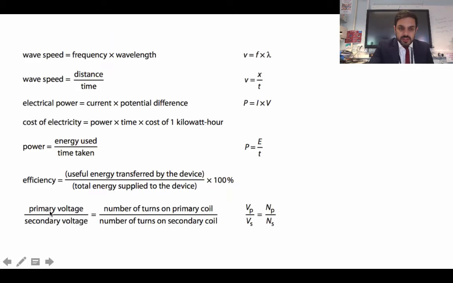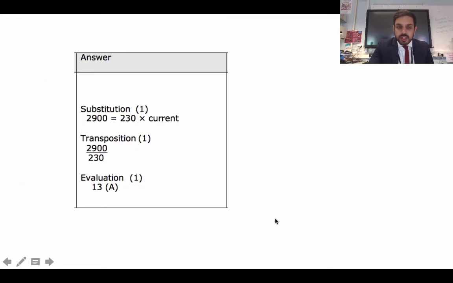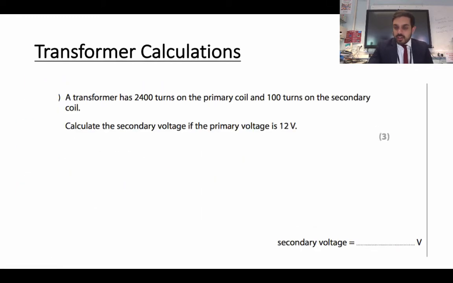So, now let's have a look back at our formula sheet. This equation I'm interested in: VP, VS, NP, NS. Voltage in the primary, voltage in the secondary, number of turns in primary, number of turns in the secondary. So let's write this down first. VP, VS, NP, NS.